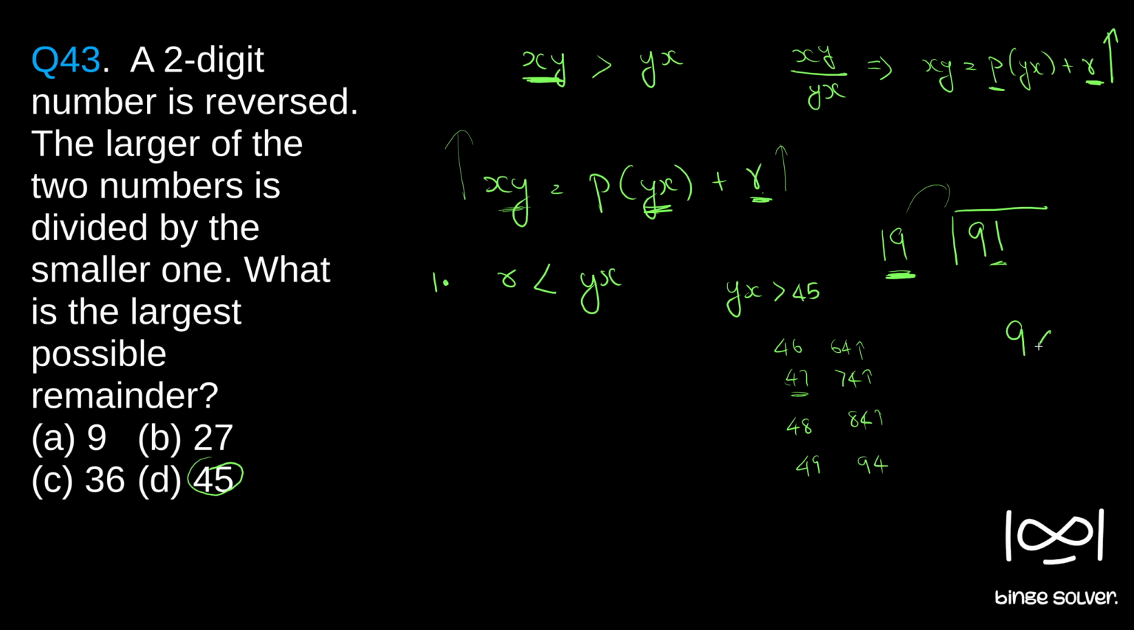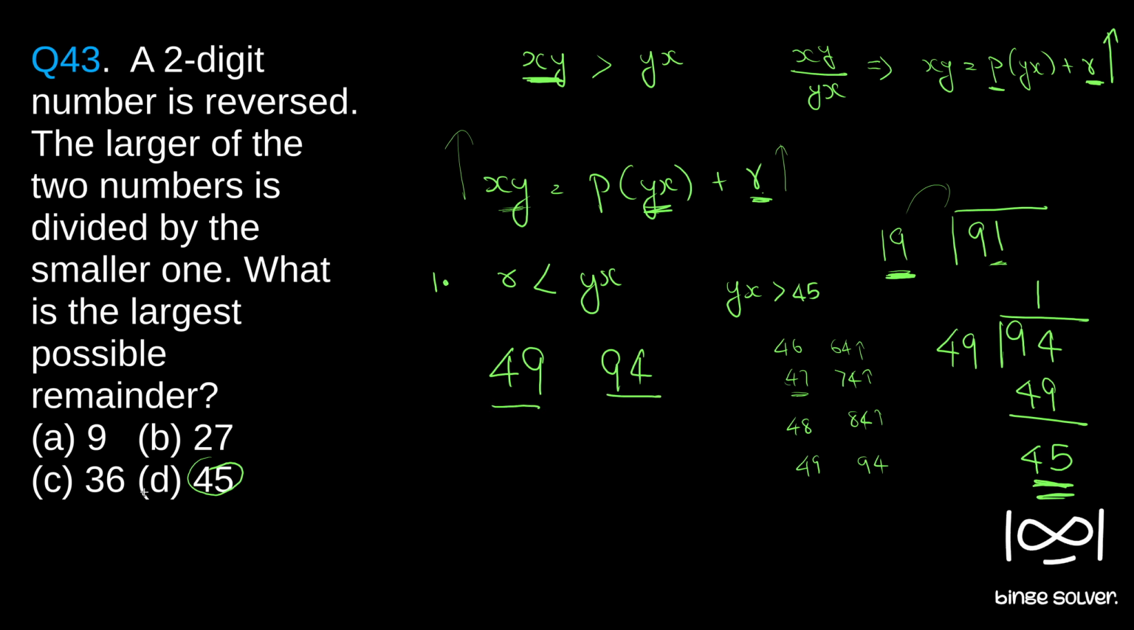If you take 94 and 49 and check, 49 into 2 is greater than 94. So the quotient will be 1 with 49, and if you take the remainder we get 45. You get 45 as a remainder for this case, 49 and 94. So as you can see, we found two numbers where the remainder is 45. So option D is correct.